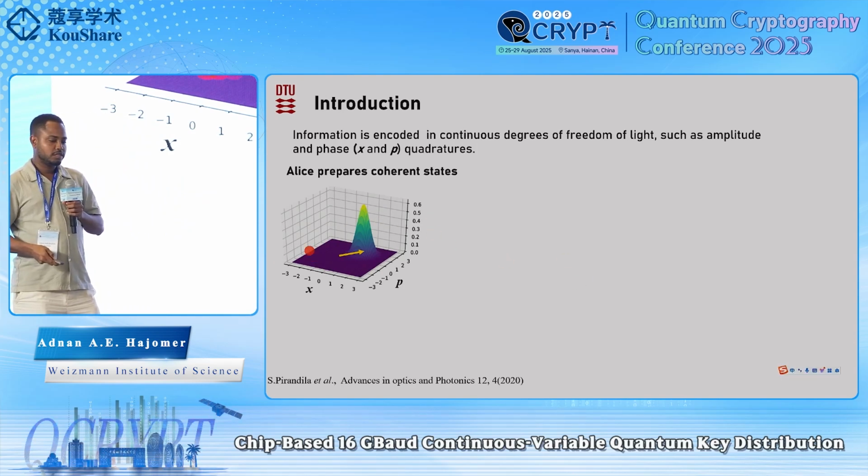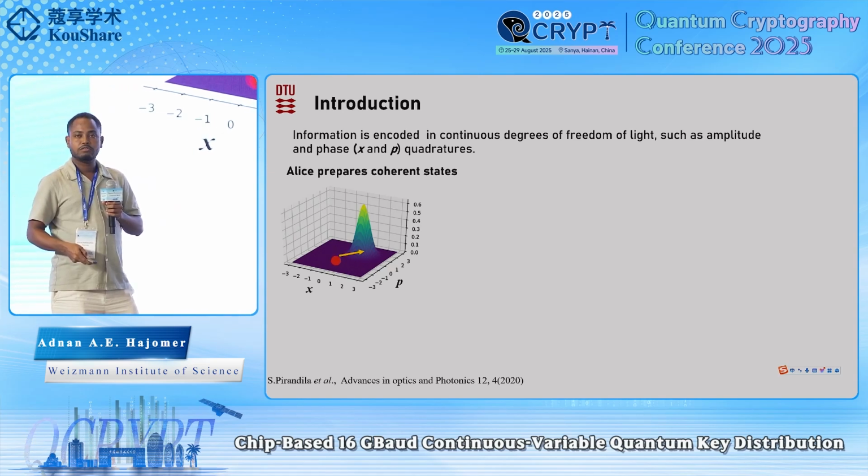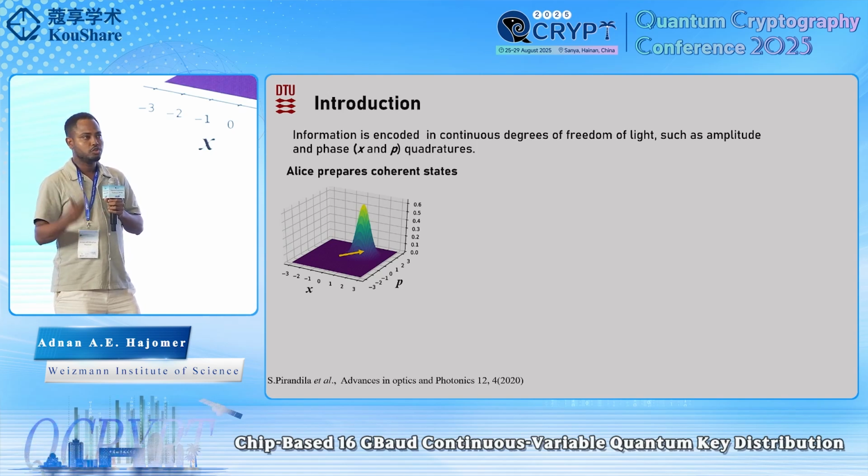When we use it in CVQKD, we choose this displacement, indicated by the yellow arrow, from a certain set of possible values. These sets could have a Gaussian distribution, and this is known as Gaussian modulated CVQKD, or it could have a uniform distribution, and this is usually used in discrete modulated CVQKD.